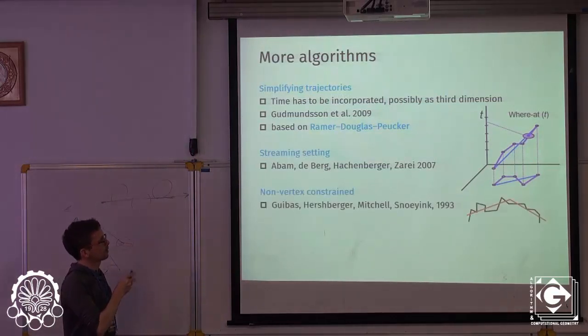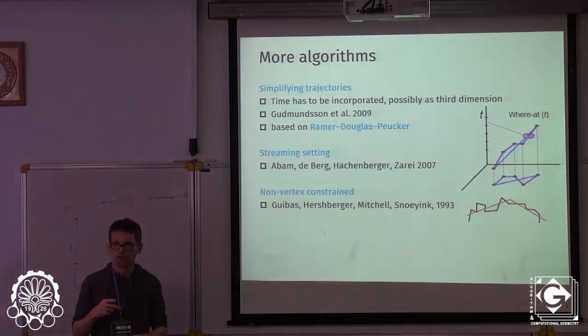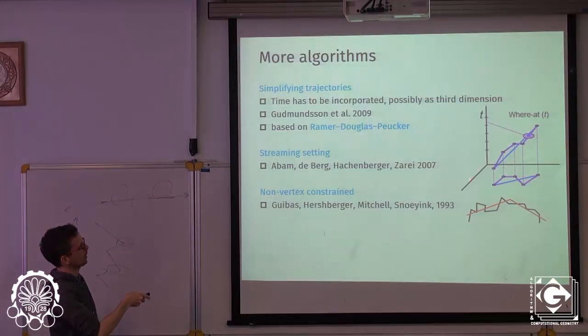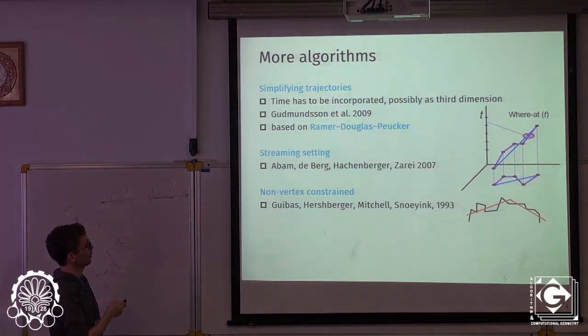Let me just skip over this now. We already discussed it briefly. What happens if I want to add time? Then I can look at the trajectories in 3D. There are also different settings like streaming algorithms that you could look at.